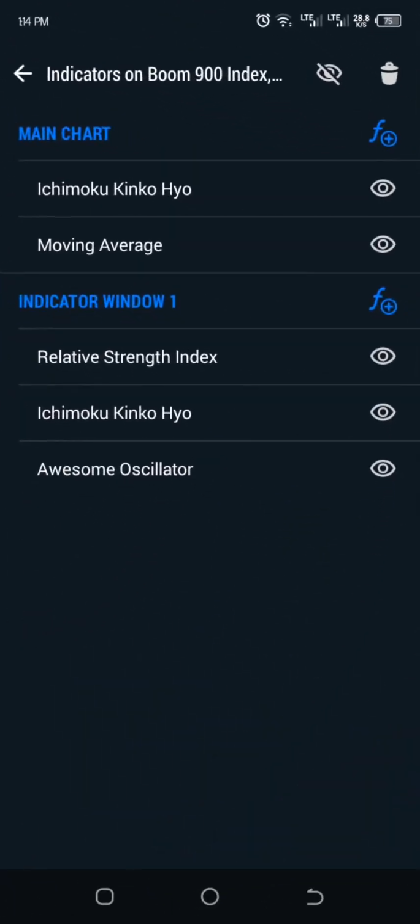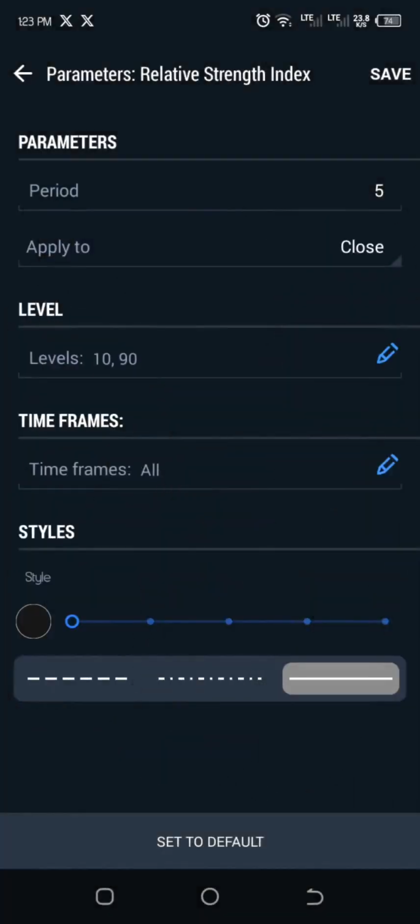Now to the next indicator, which is the RSI. The way I set this up, we click on this main chart F plus as well. We search for RSI and these are the parameters. The period is 5, apply to close, and for the style you set it as a background color. Now for the levels, we need the 10 and the 90 levels. Go back, then click on save. So that is the RSI settings.